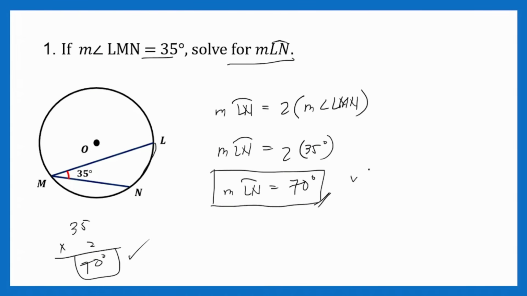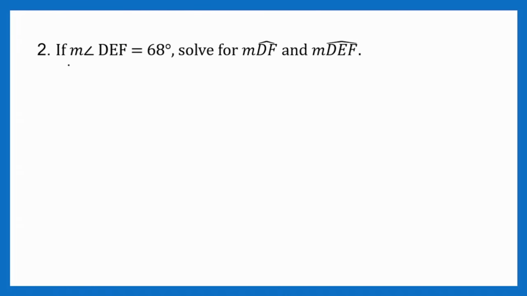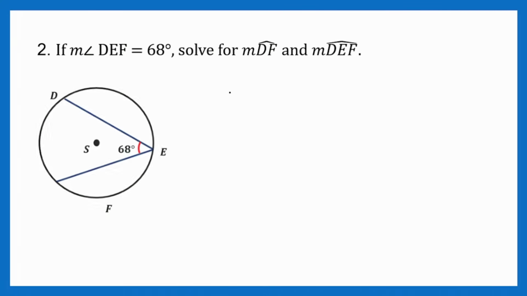Pero usually, hinihingi ang solution. Kaya better to know also how to represent it. Okay? Let's have second example. The measure of angle DEF is 68 degrees. Solve for the measure of arc DF and measure of angle DEF. Ayan, so let's see. Ito yung DEF. Andyan yung F. So, 68 degrees. Tama naman. Solve for the measure of DF and DEF.